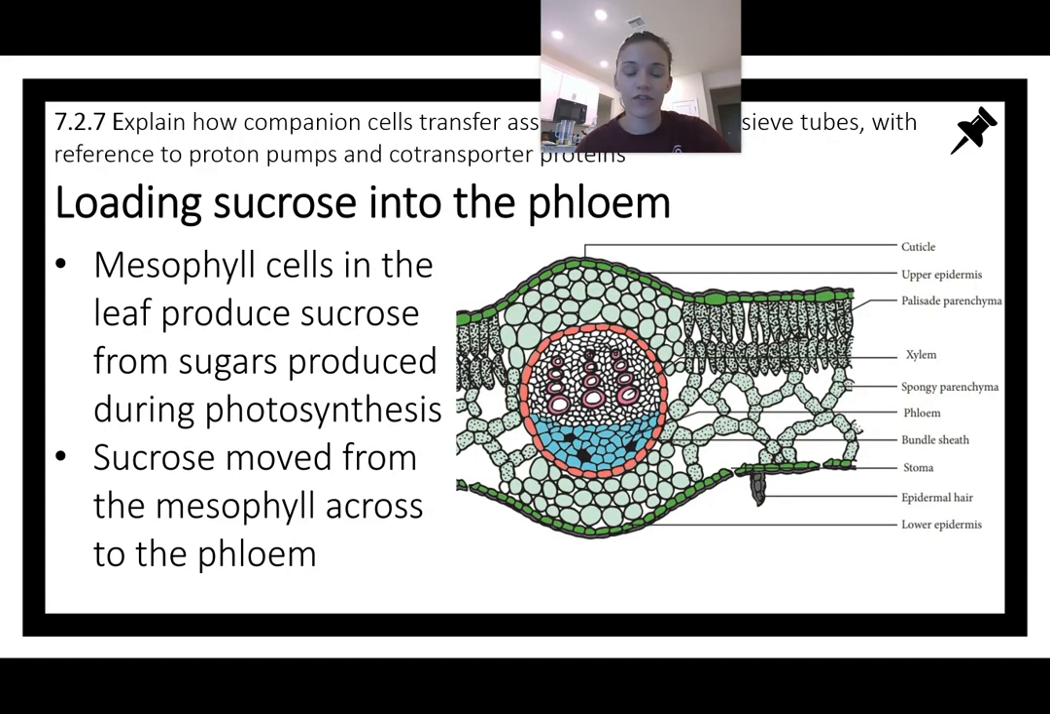Okay, so loading sucrose in the phloem. Mesophylls in the leaf produce a lot of sucrose from photosynthesis. I know sucrose is a disaccharide, but that just ends up being the main sugar that's moved and used in plants. So the mesophyll cells are especially photosynthetic in the leaf. So they're going to make it all, and then it's going to move across the mesophyll, eventually getting to the phloem down here. And that can be through the apoplastic or the symplastic route. We're not really concerned about how it's getting there at this point.